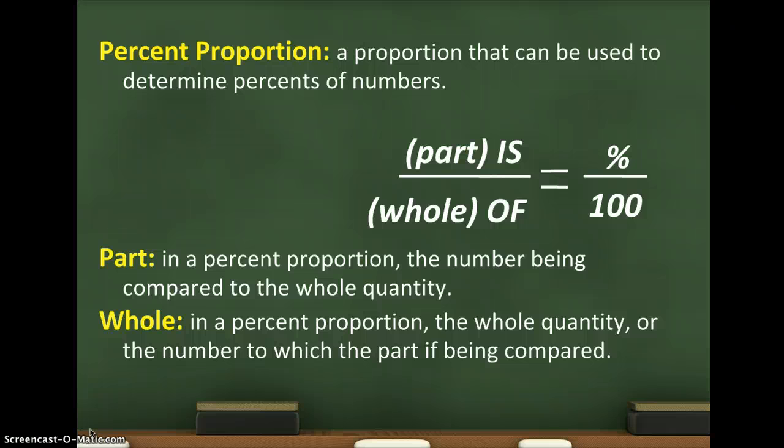Well, first of all, we need to start off with a few definitions. A percent proportion is a proportion that specifically can be used to determine percents of numbers. So, as you can see, this proportion is comparing the part and the whole to a percent over 100. The part in a percent proportion is the number being compared to the whole quantity. The whole in a percent proportion is the whole quantity, or the number to which the part is being compared.